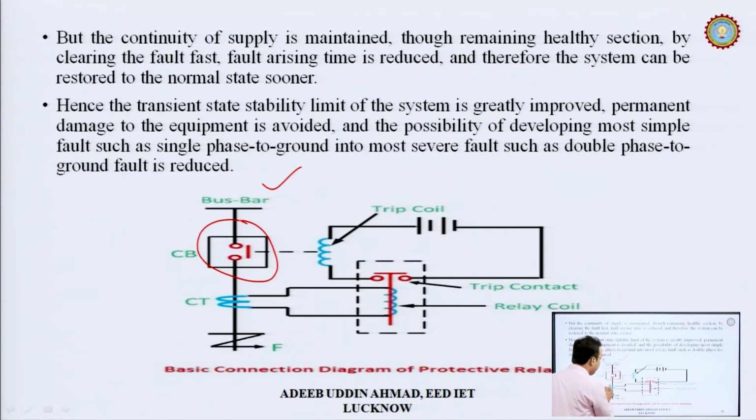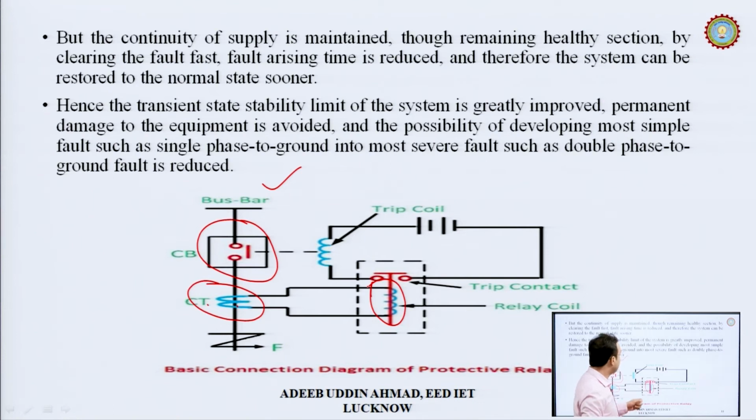In this bus bar we have some CT, that is a current transformer. So, the secondary of this current transformer is here, primary is here and secondary is here. The secondary of this current transformer is connected with this electromechanical switch, that is called the trip contact of the relay, that is an electromechanical switch.